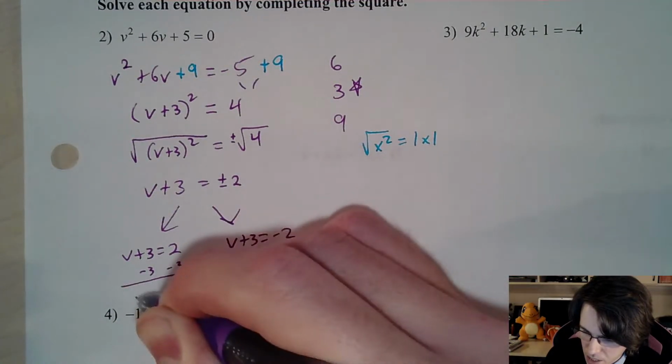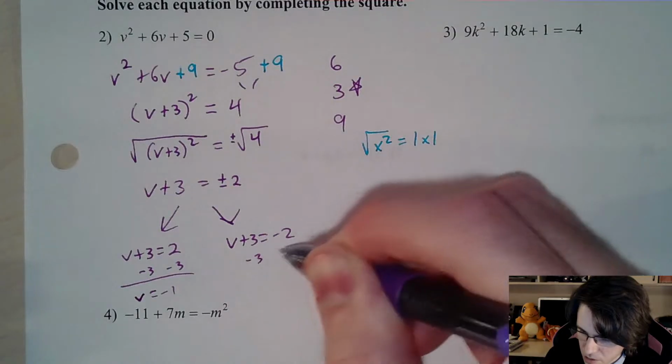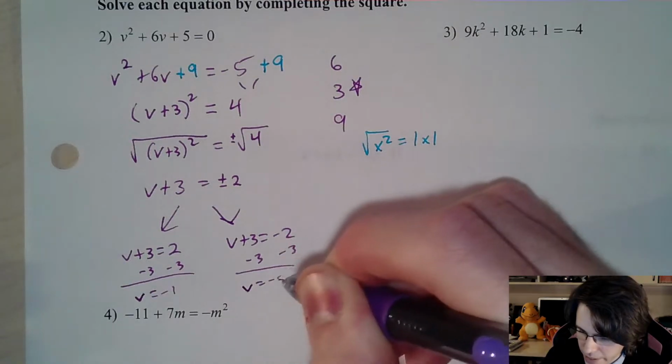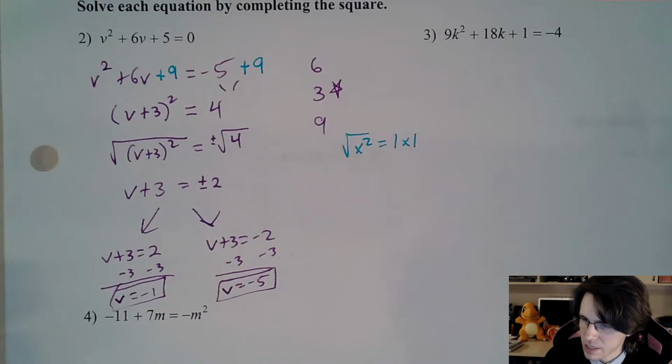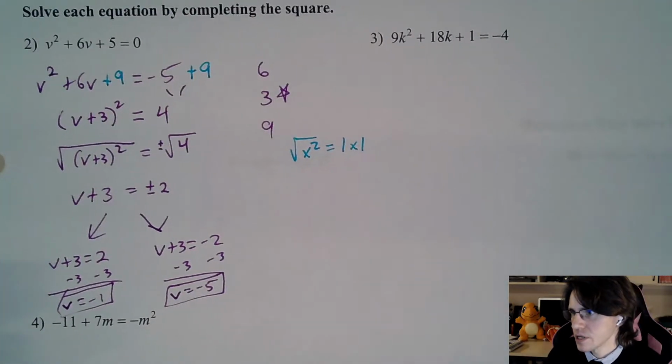Subtract 3 on both sides, and you'll get -1. Subtract 3 on both sides, and we will get -5. Nice and easy. Here we go on to number 3.